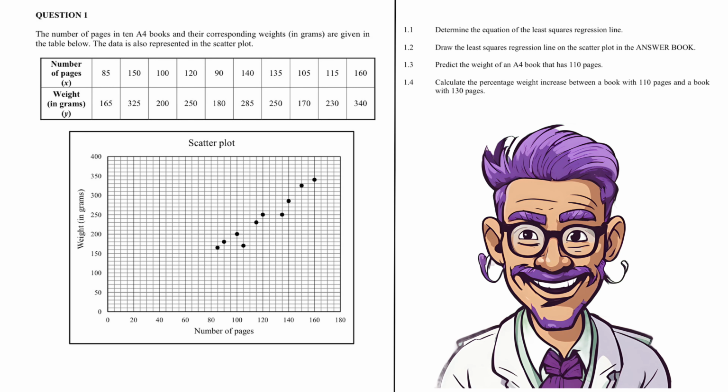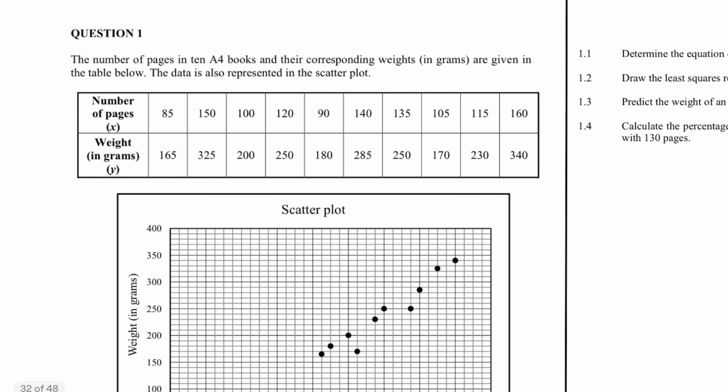We are starting with question 1 of paper 2 for June 2024. The question reads, the number of pages in 10 A4 books and their corresponding weights in grams are given in the table below. The data is also represented in the scatter plot.